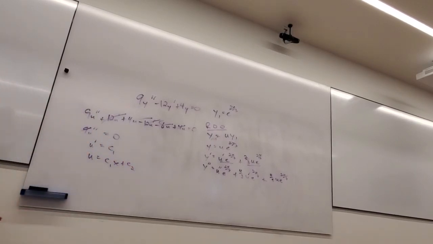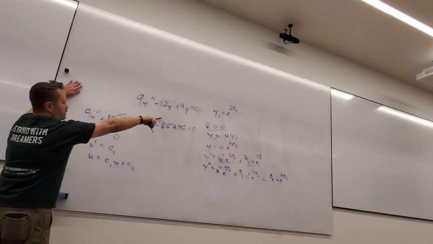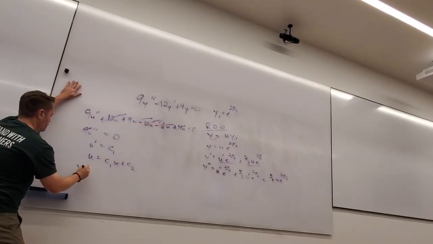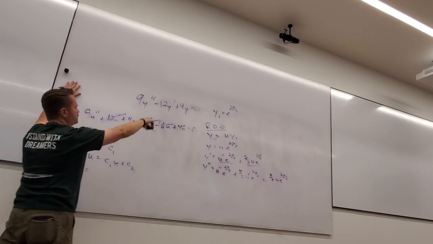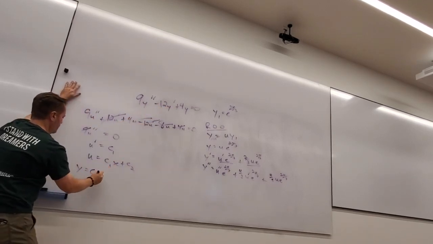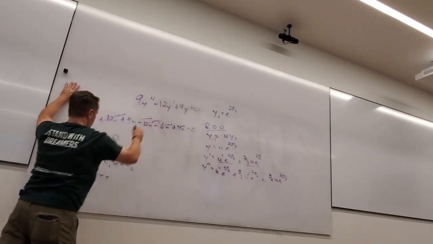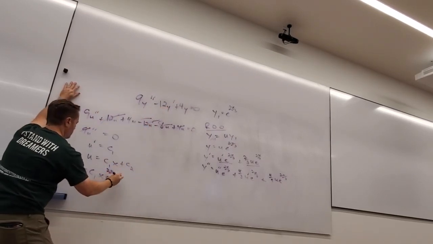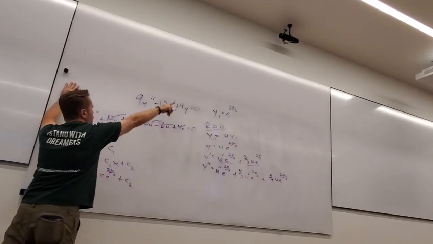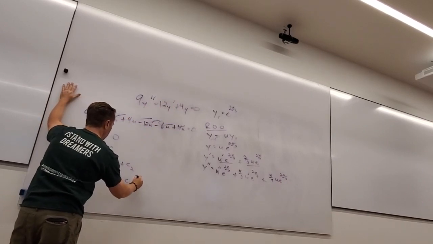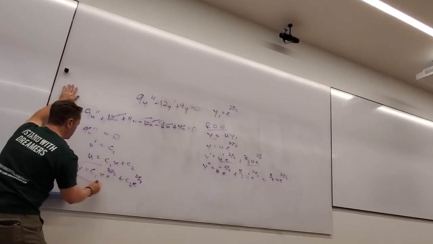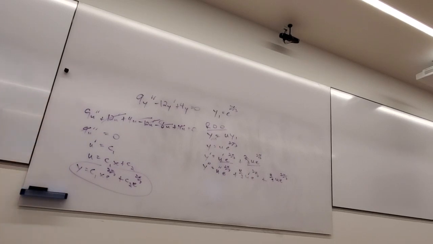Everybody with me? Okay. We're going to follow this up with the shortcut and see what the shortcut does. So my assumption was that y will equal u times y1. So I'm going to get c1x times y1 plus c2 times y1. Do you see how that gave me the complete answer? Stay with me now.